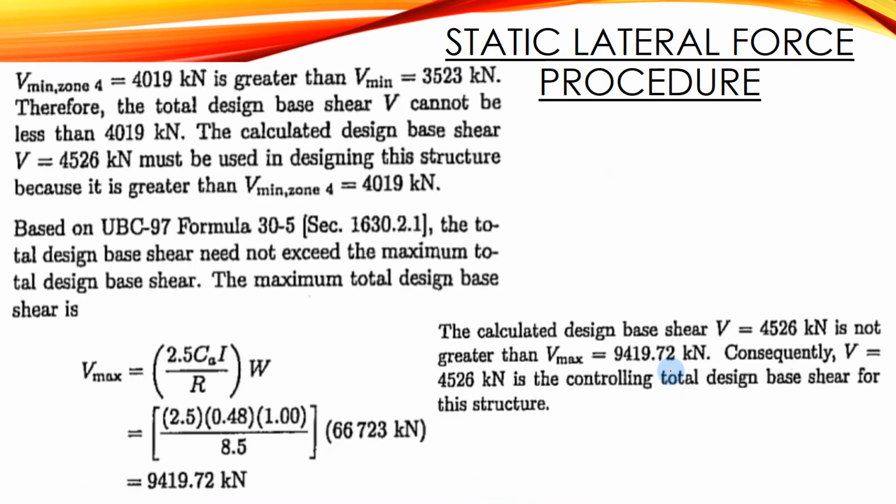This V min for seismic zone 4 is greater than the other V min, 3,524. Therefore, the total design base shear V cannot be less than this value. The calculated design base shear V, equal to 4,526, must be used in designing this structure because it is greater than the V minimum for seismic zone 4.